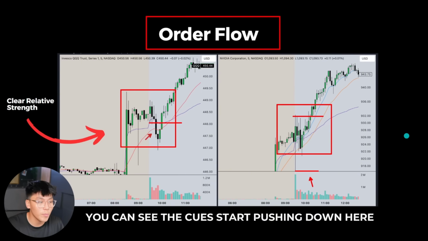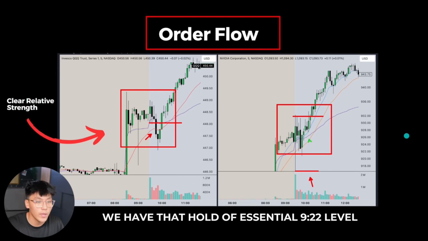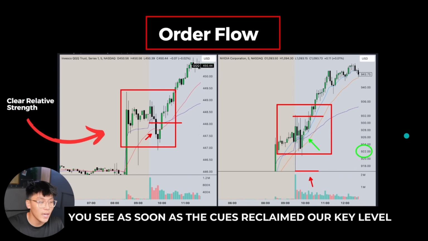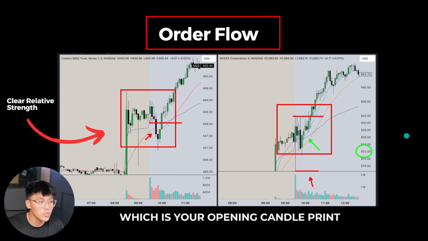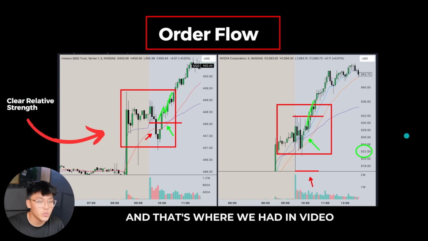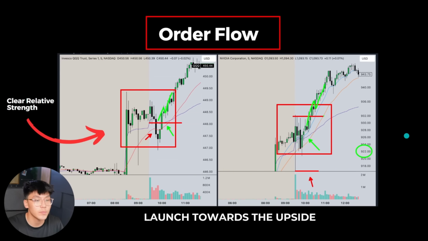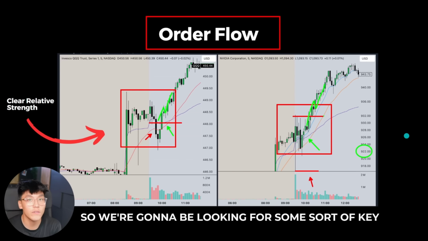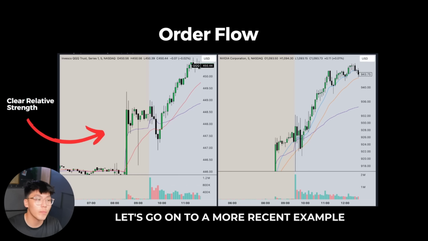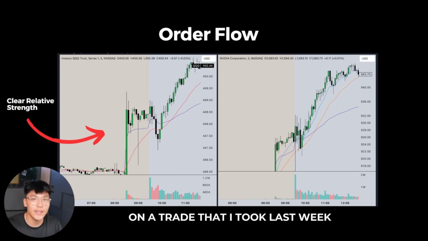You can see the Qs start pushing down here, whereas Nvidia, we have that hold of essentially your 922 level, and that's where we start pushing towards the upside. You can see as soon as the Qs reclaimed our key level, which is your opening candle print, we also have that push back towards the upside, and that's where we had Nvidia launch towards the upside. So we're going to be looking for some sort of key relative strength or weakness.